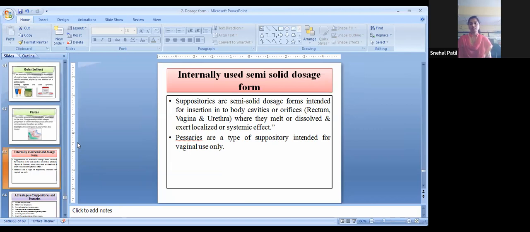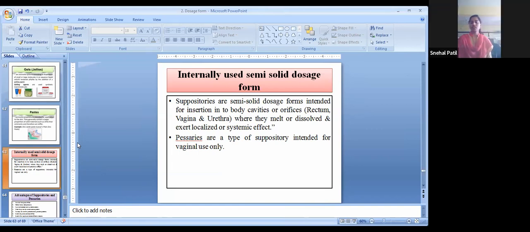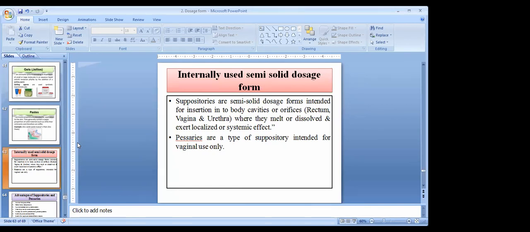If there is any infection in the rectum, vagina or urethral part of the human body, then this type of suppository is used for topical or local use on that body part.